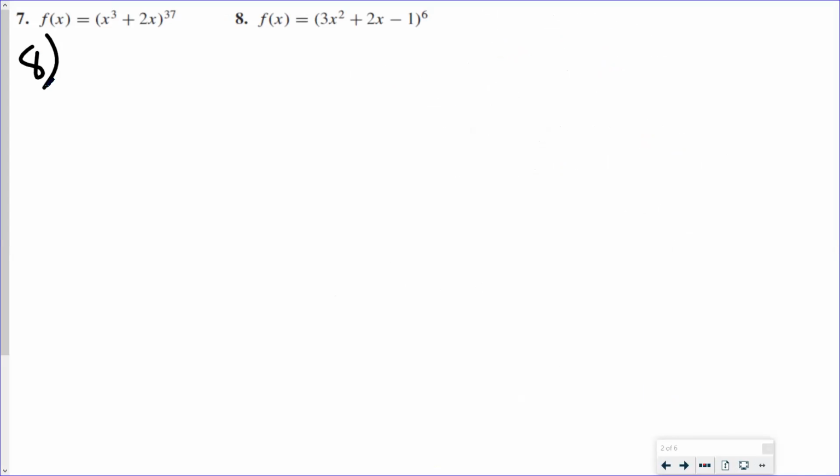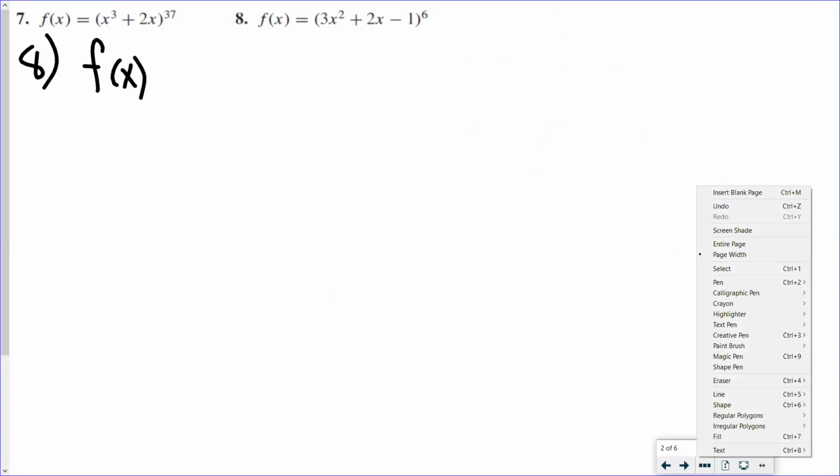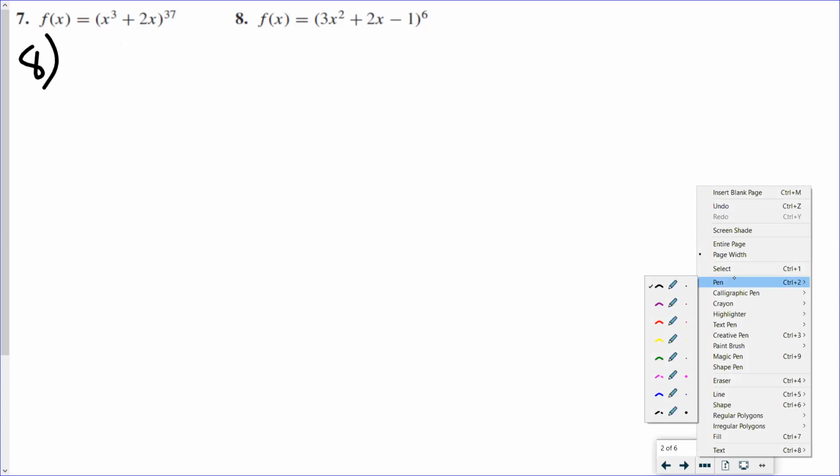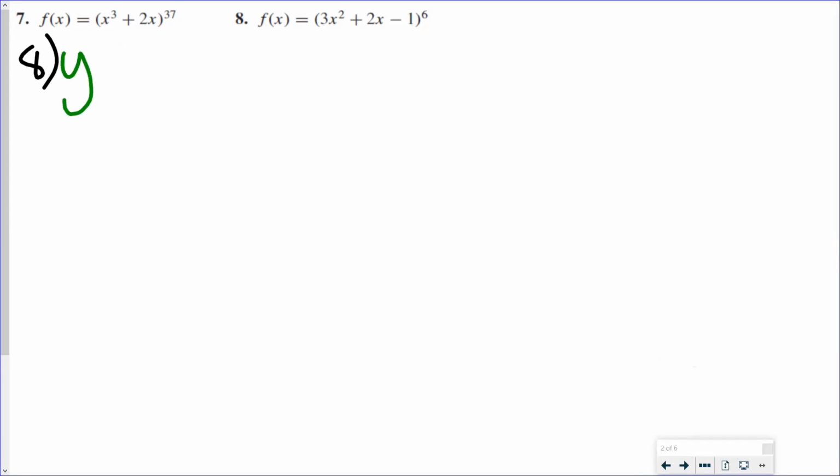In number 8 here, f of x, or y, you can say, keep it as y to make them clear for you. So y now is (3x squared plus 2x minus 1) raised to the power 6. Now, as you see, it's a complicated one, and only the chain rule can help me to find its derivative.